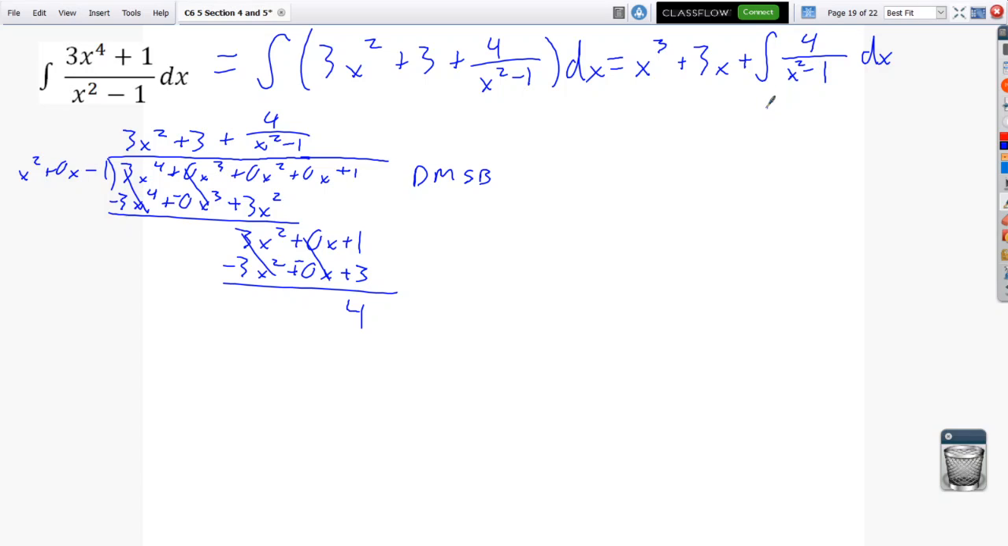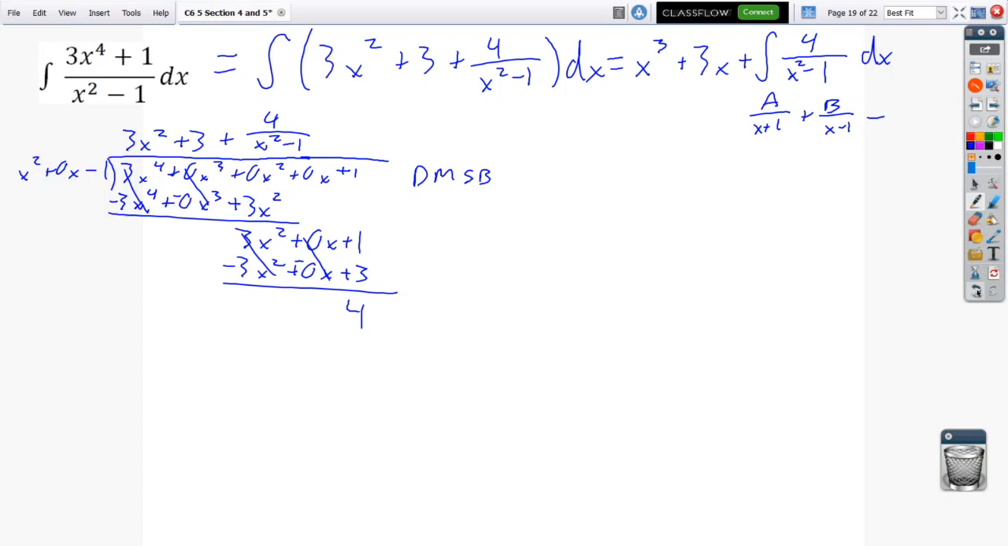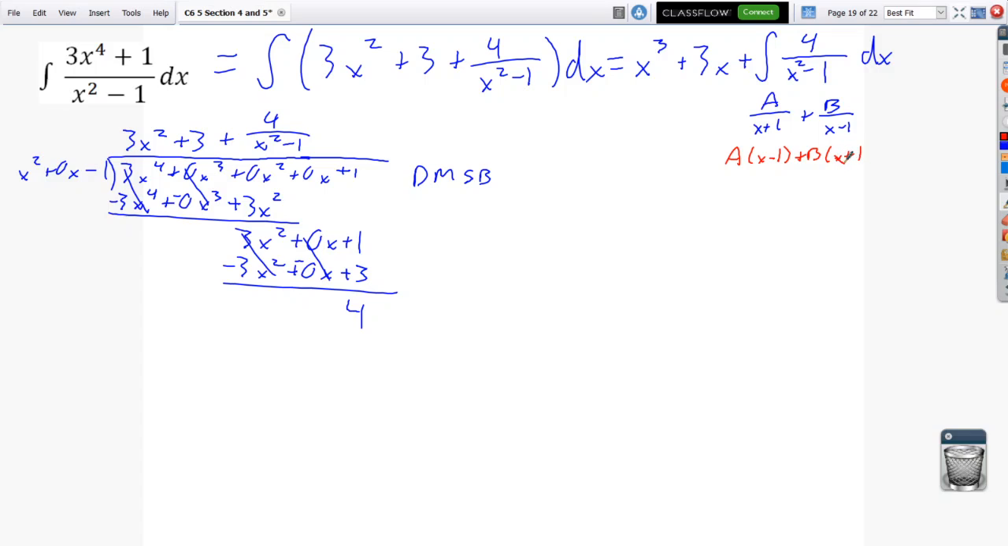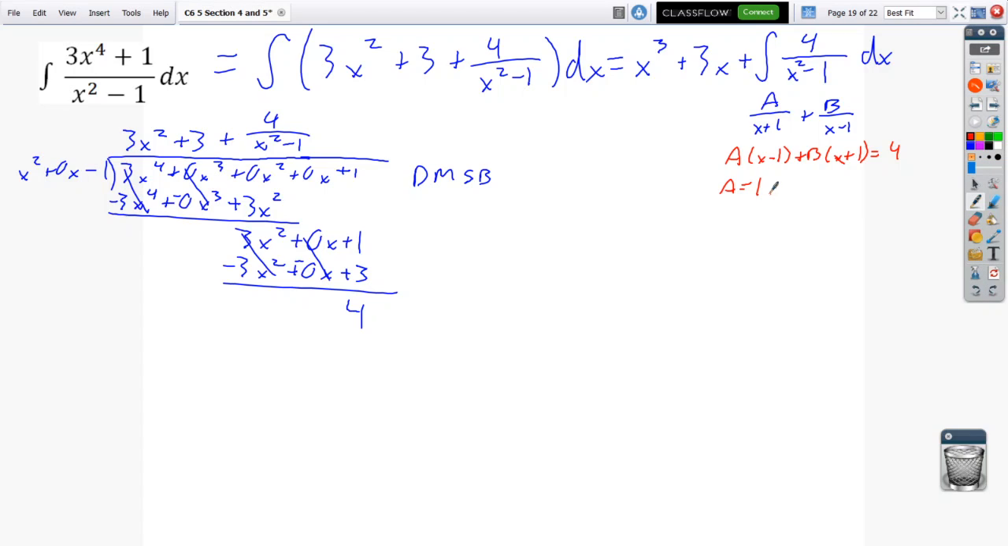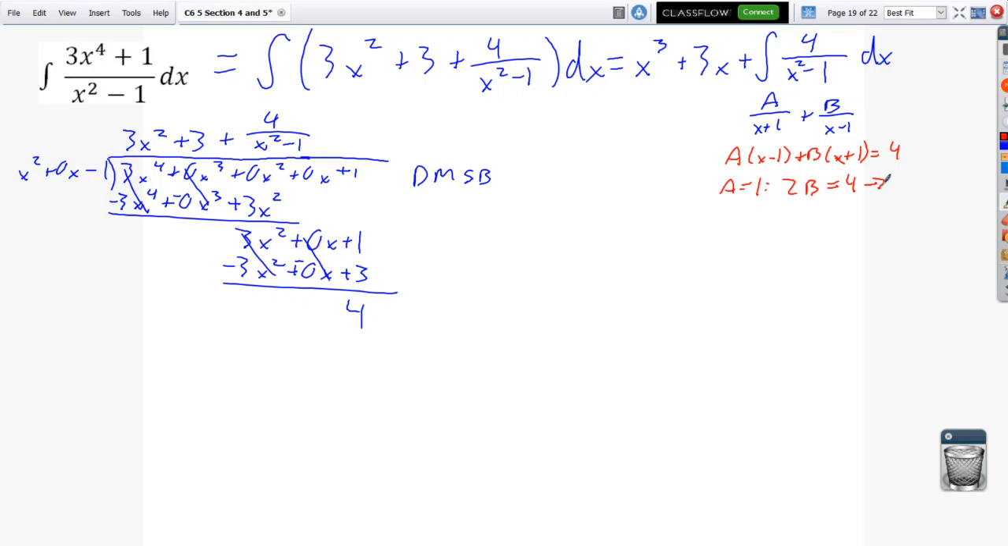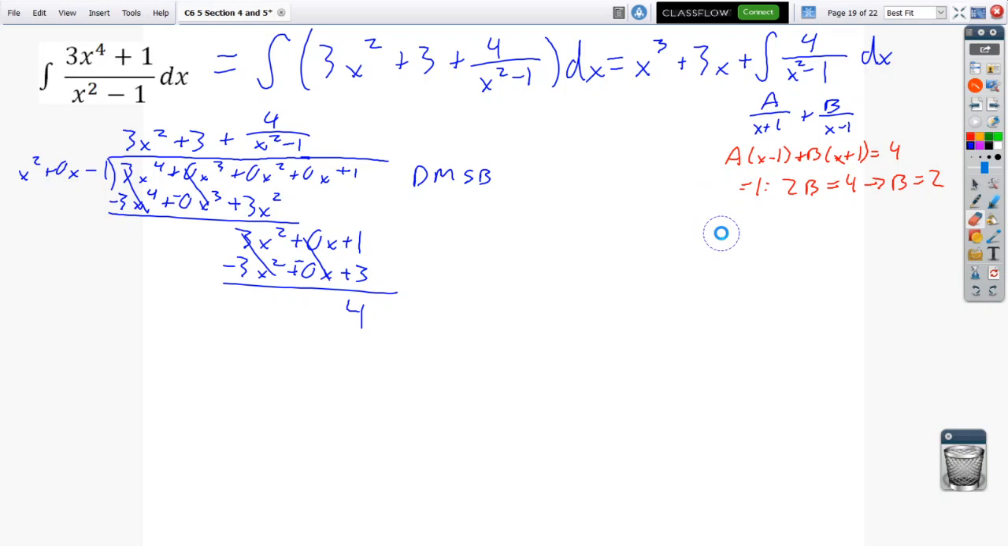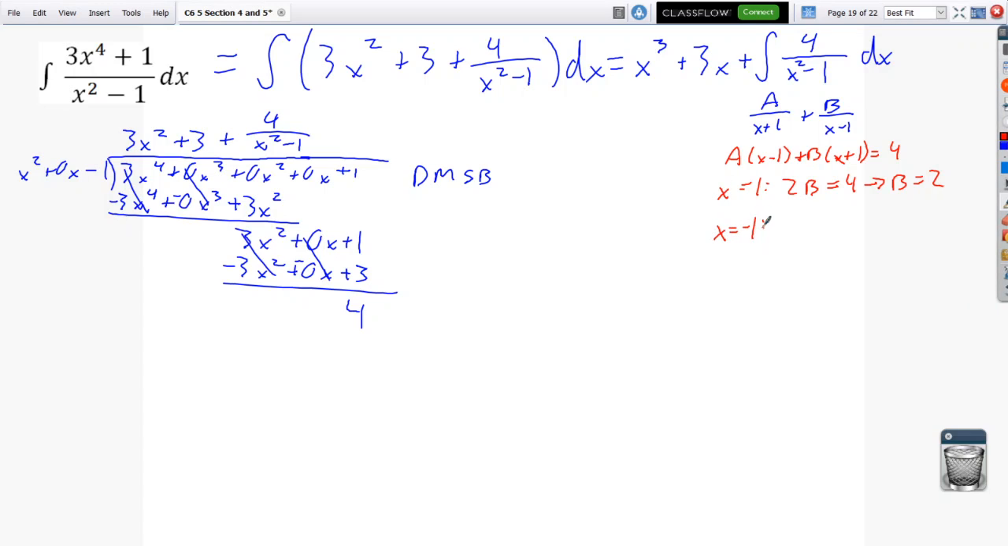So again, looking at that as a over x plus 1 plus b over x minus 1, writing in some scratch work where I have a times the other one plus b times the other one equals the original numerator. A equals 1 produces the result. Again, you can't see it, but I'm covering up this a times x minus 1. 1 plus 1 gives me 2b equals 4, means b equals 2. Not a equals 1. It's supposed to be x equals 1, and x equals negative 1. So here, negative 1, I would have negative 2a is equal to, you can't see it, I'm covering this up, 4 means a equals negative 2.